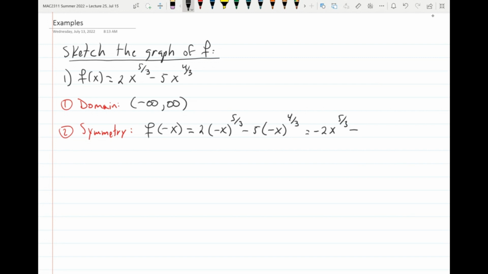And then in the second term, yes, it's true that the negative goes out of the cube root, but then the 4 that we have over there is going to make it a positive. Or if you do the 4th power first and then cube root, the 4 is gonna kill the negative, so that negative is gone. The other one is part of the function. So we have negative 5x to the 4 over 3. Okay, so notice that this is not equal to the function itself. So the function is not even.